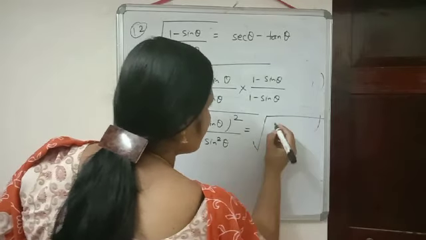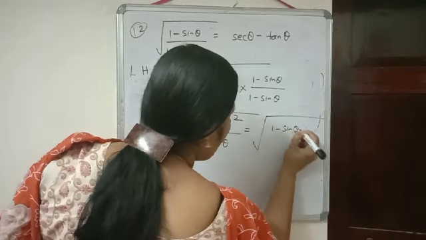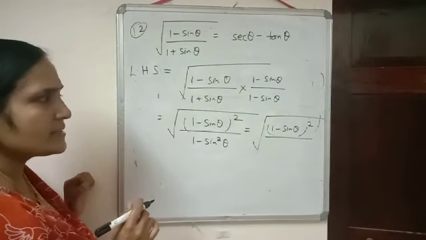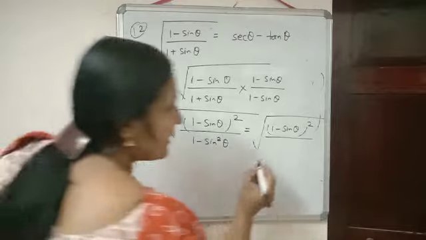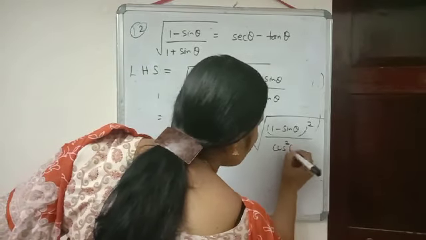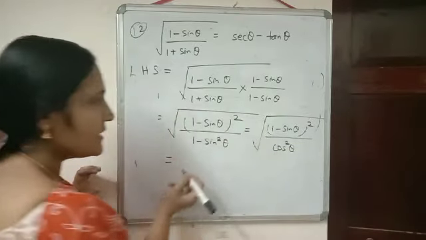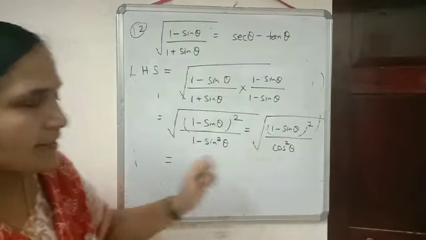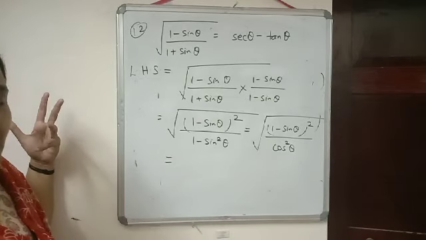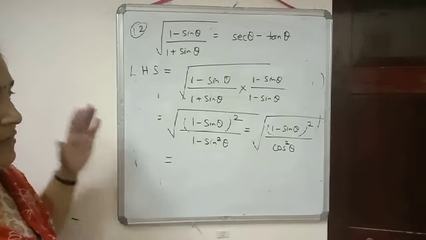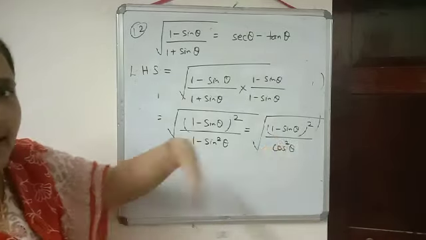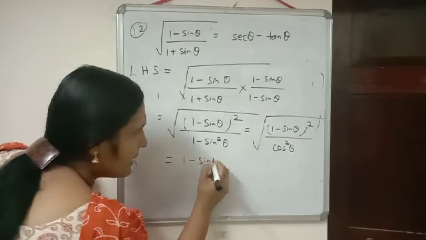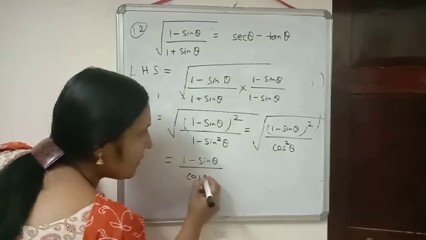Now here no change in the numerator there. 1 minus sin theta the whole square by, what is 1 minus sin square theta? Cos square theta. Cos square theta we know it is cos theta the whole square. So just check there, numerator and denominator, they both are converted into a complete square. Now that square root and square will get cancelled there. So what will remain there? 1 minus sin theta by cos theta.